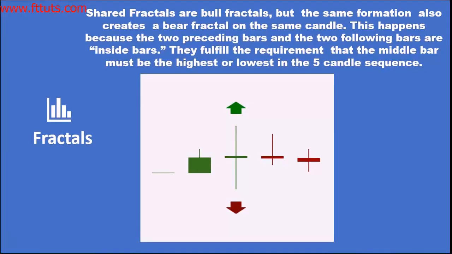Shared fractals are bull fractals, but the same formation also creates a bear fractal on the same candle. So this happens because the 2 preceding bars and the 2 following bars are inside bars. They fulfill the requirements that the middle bar must be the highest or lowest in the 5 candle sequence. So here you see a shared candle, a shared fractal, all right, because you got a higher high, a lower high, a lower high, a lower high, a lower high. But then you got a higher low, higher low, higher low, higher low than this middle one.